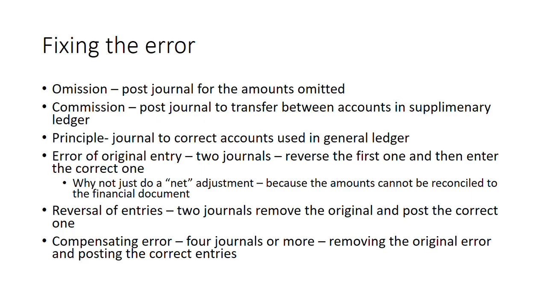Now here in the compensating error, it's got that in, and it does this net figure here. It does a net approach, and that's not actually correct, because if on the reversal of entries one and on the error of original entry we did reversing journals to clear out the original figure, in the compensating error one we should do exactly the same, and we should clear out the original figures and then put the new ones in, and that allows us again to reconcile up the journal entries in the general ledger to the original financial document. So the compensating error one, which has been put in as net here on page 111, that's not correct.